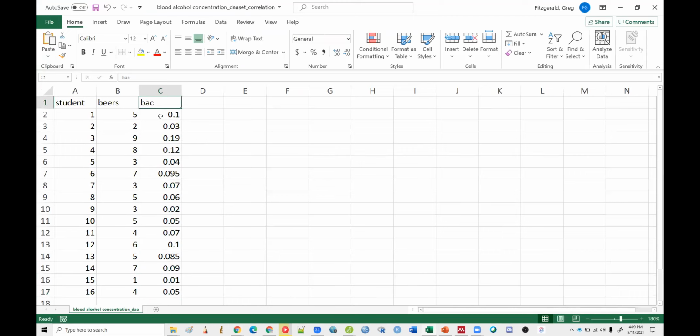So blood alcohol concentration is literally what percent of your blood is alcohol, or ethanol, the molecule in alcohol that sort of makes you drunk. And here you have 16 students, and you have the number of beers that they consumed, and then you have the blood alcohol concentration of each student, and you want to know the relationship between the number of beers drunk and the blood alcohol concentration of the students.